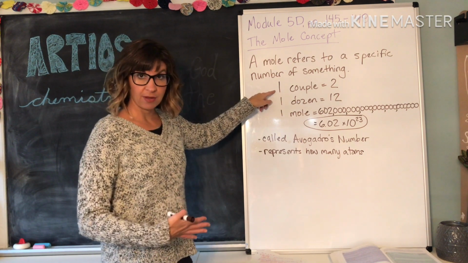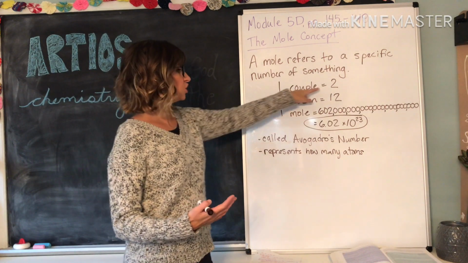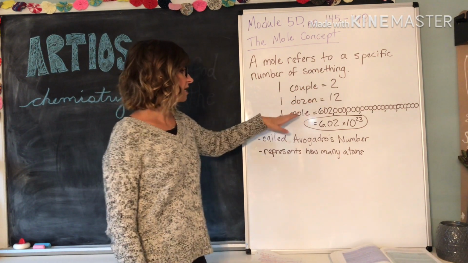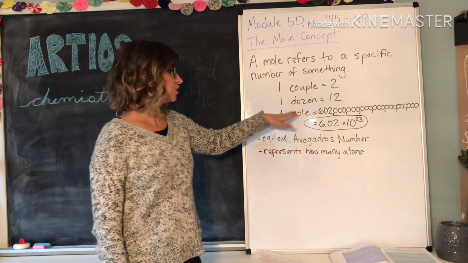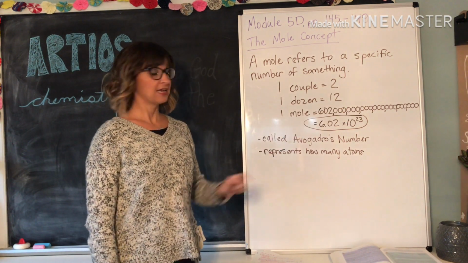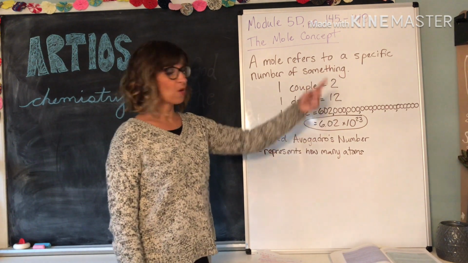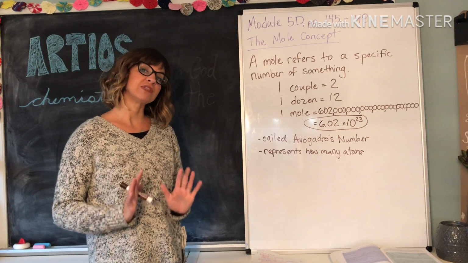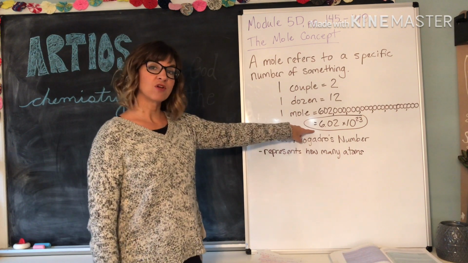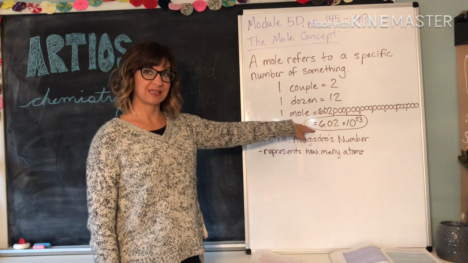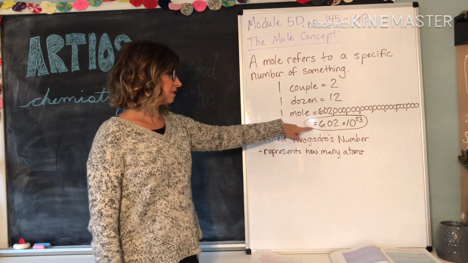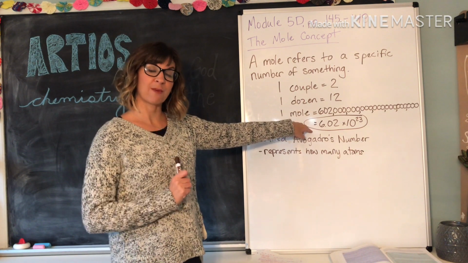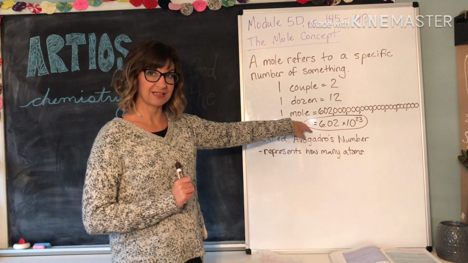So just like a couple of things refers to 2 things, and a dozen things refers to 12 things, a mole refers to that many things. 602 with 21 zeros behind it. In other words, or in scientific notation, 6.02 times 10 to the 23rd. A mole equals 6.02 times 10 to the 23rd. And yes, you do have to memorize that number. You will have to know what a mole is.